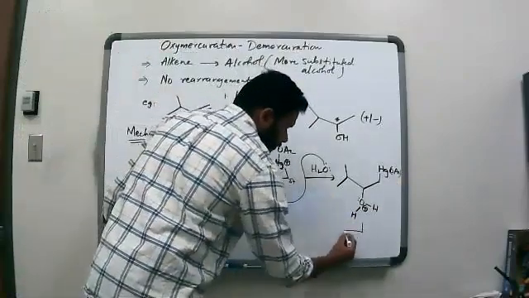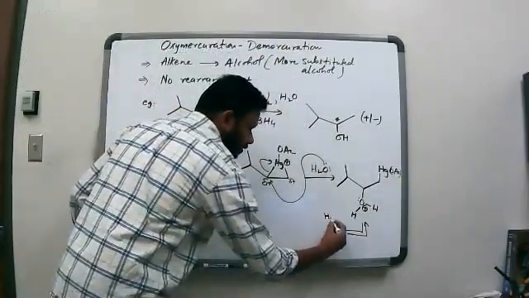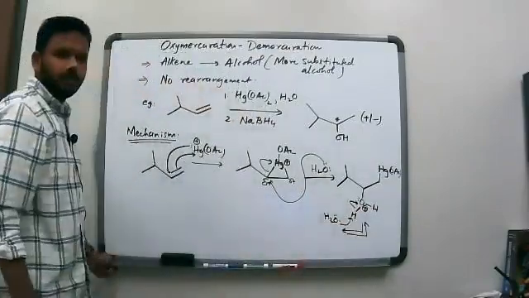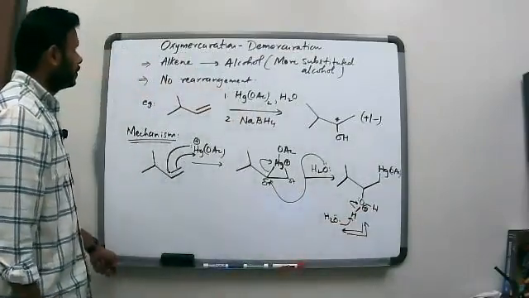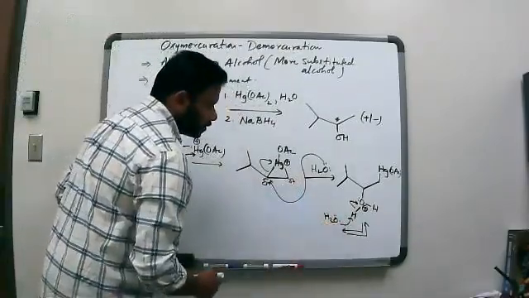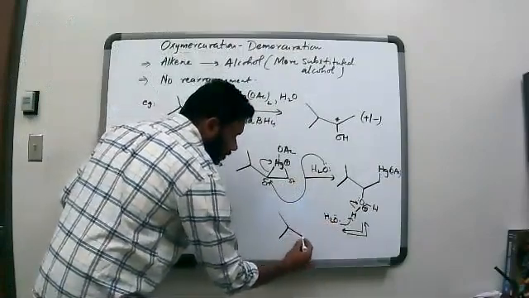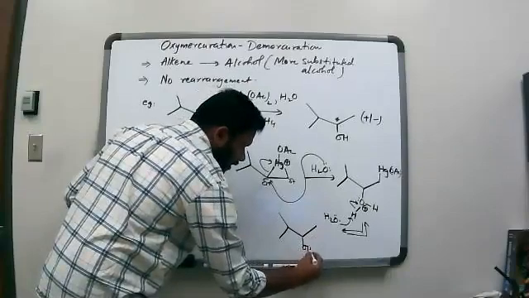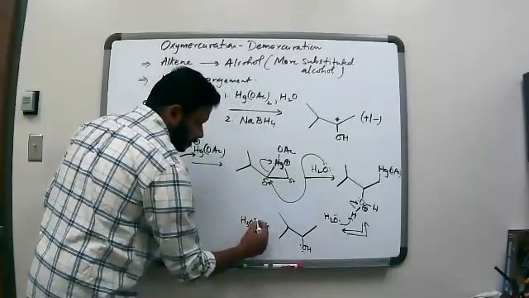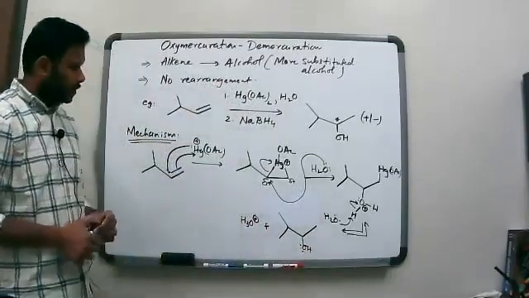Subsequently, in an acid-base reaction, a water molecule can come and deprotonate that oxonium ion to give us the alcohol plus a hydronium ion.